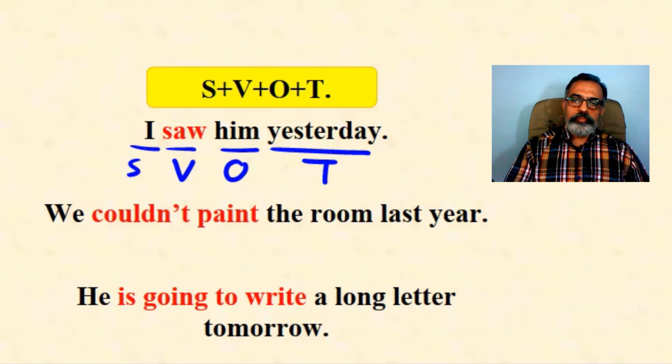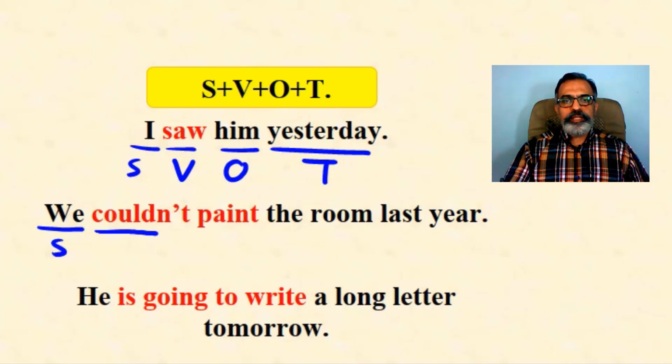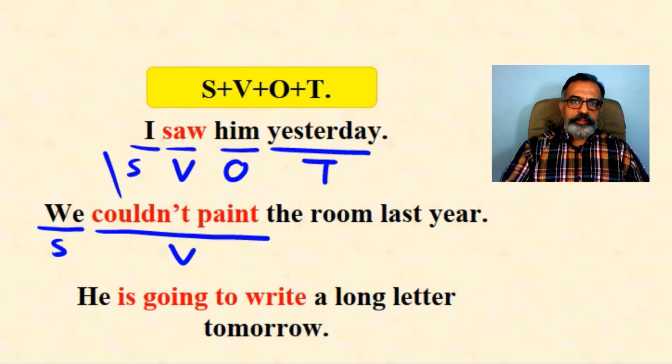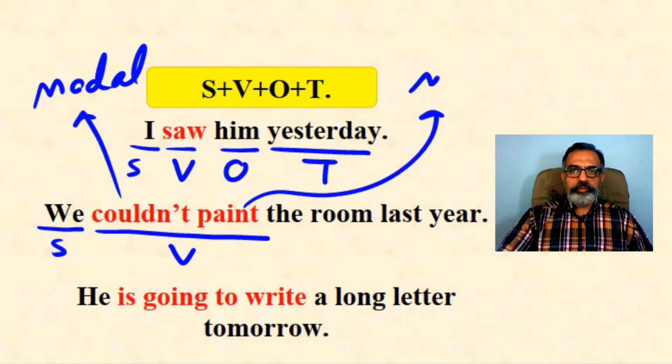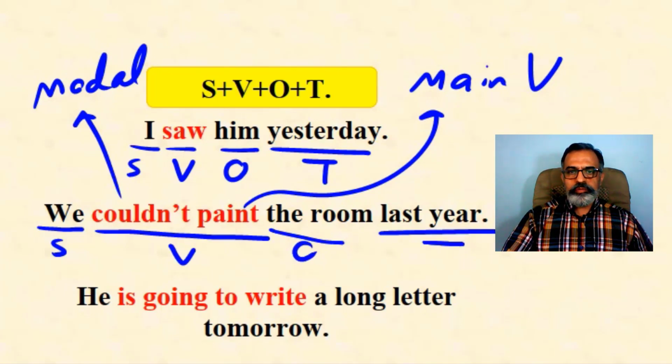We couldn't paint the room last year. We is a subject. Couldn't paint is a verb. That couldn't is modal, and paint is our main verb in this sentence. The room, object, last year, time.